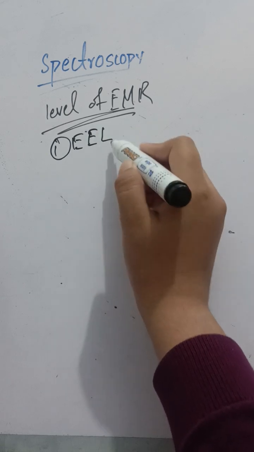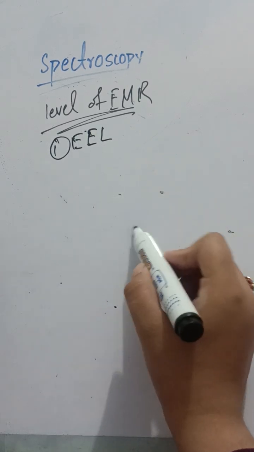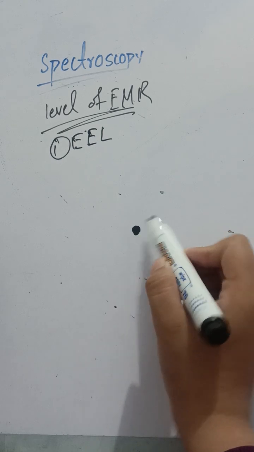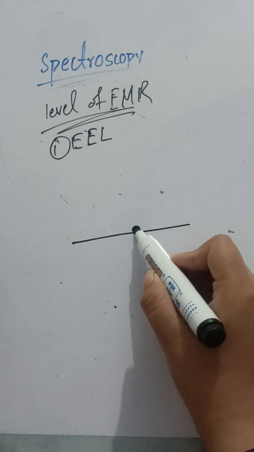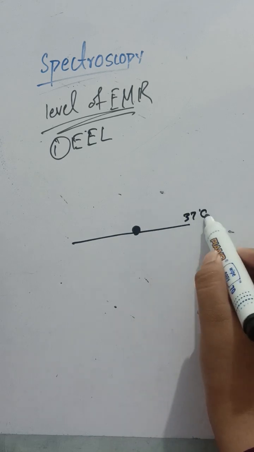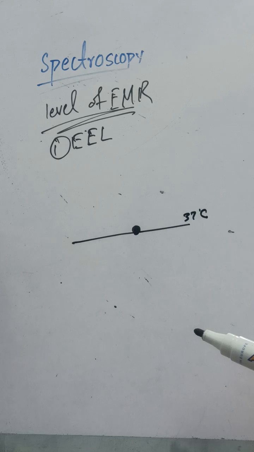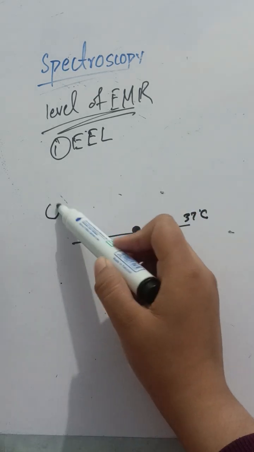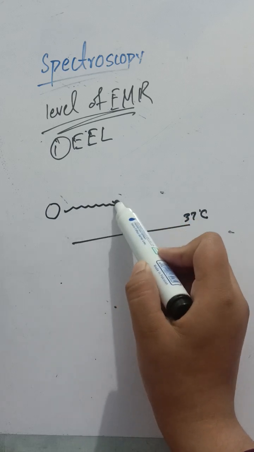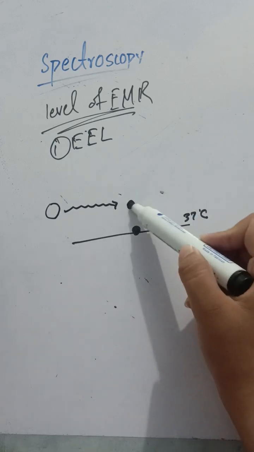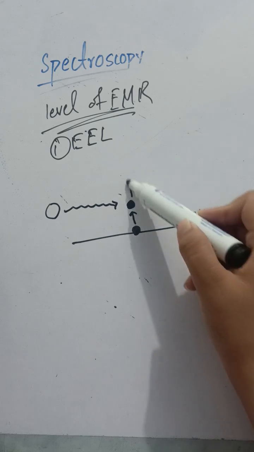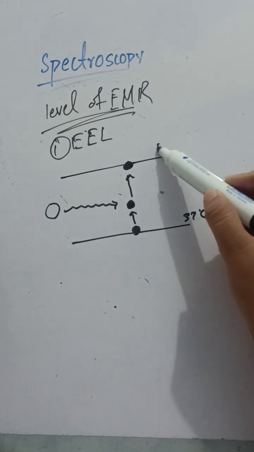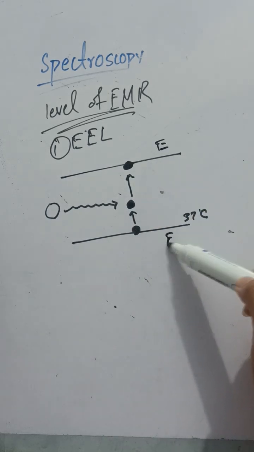Electronic energy level. In this level, this is your sample, or any molecule or atom which is present at the ground state, meaning it is at room temperature, 37 degrees centigrade. Whenever some light comes from any source, like this light source, and falls on this sample, it will excite and move to the excited state. This is called the excited state, and this is the E naught state.